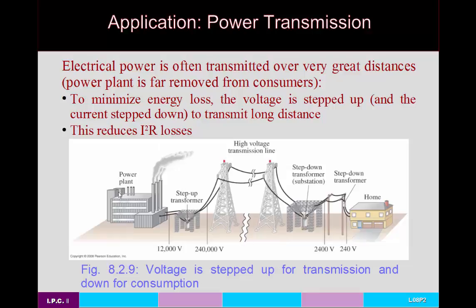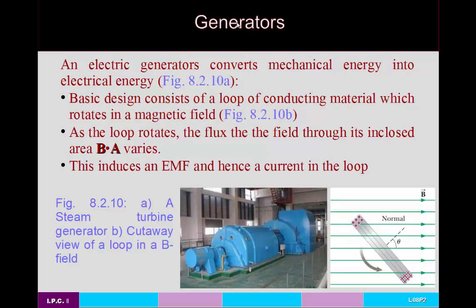So what was the first step in all this? It was generating the power. So that brings me to generators. How does an electric generator work? Well, it converts mechanical energy into electrical energy. That is what a generator does. And what it consists of is a loop of conducting material which rotates in a magnetic field.